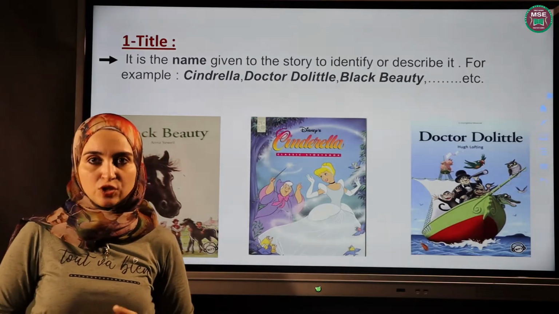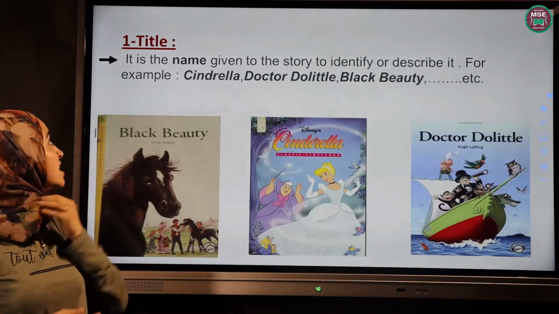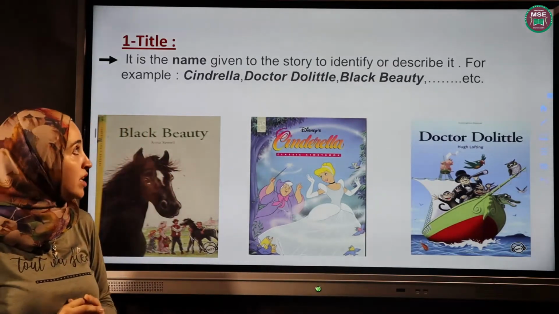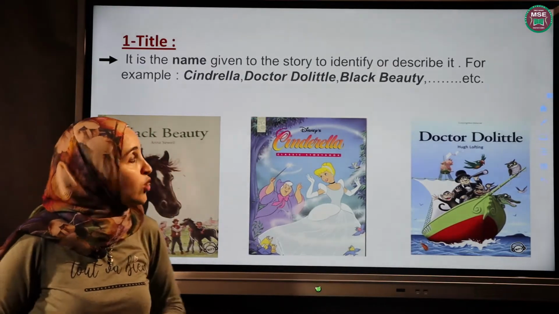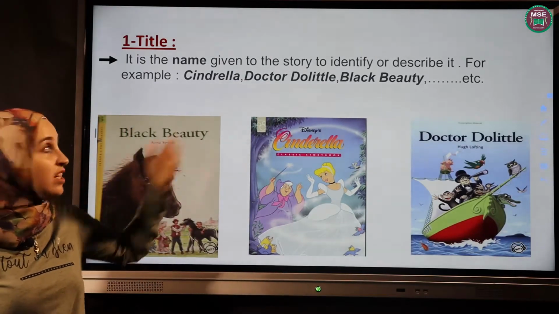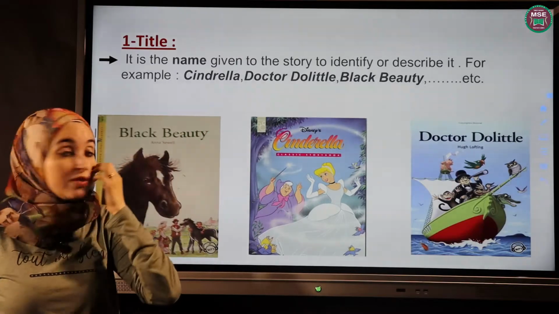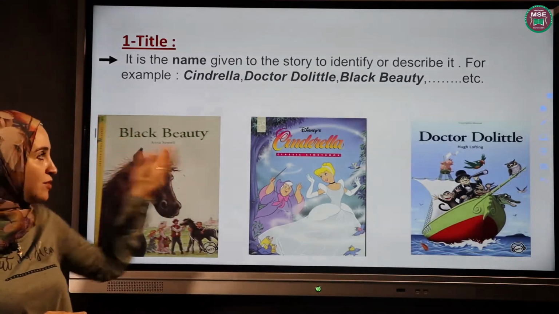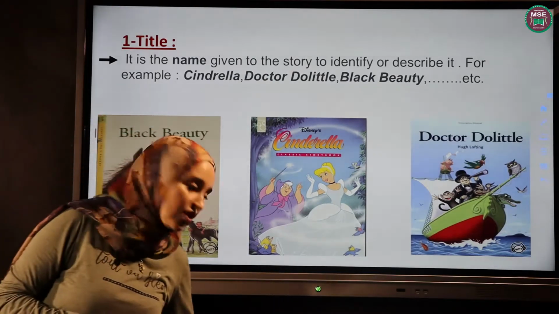The first element of the story elements is the title. The title is the name of the story. It's to identify or describe the story. For example, we have Cinderella, Dr. Dolittle, Black Beauty. These are titles of stories. Of course, you know Black Beauty and Dr. Dolittle. We learned them together.